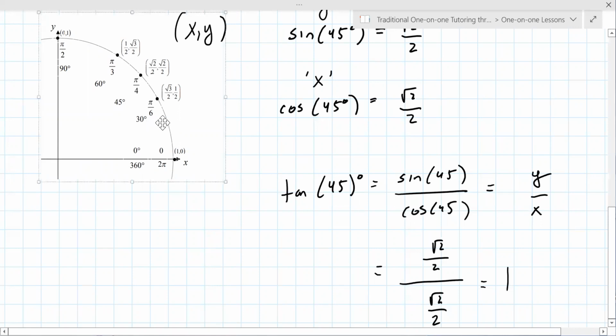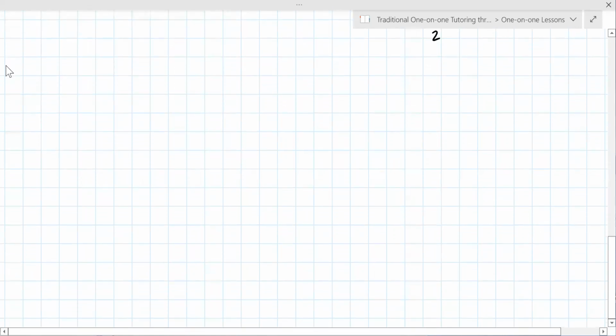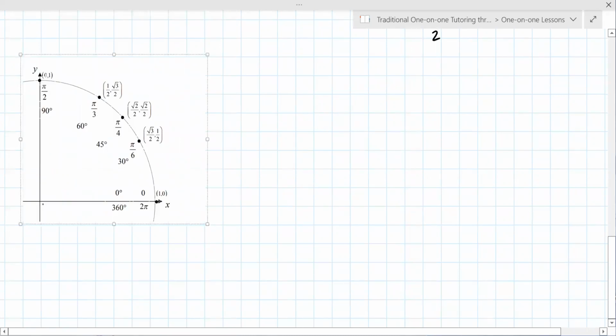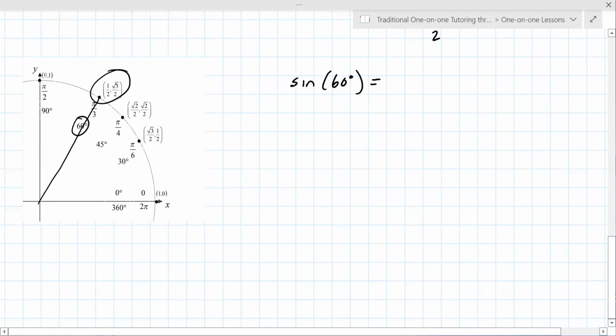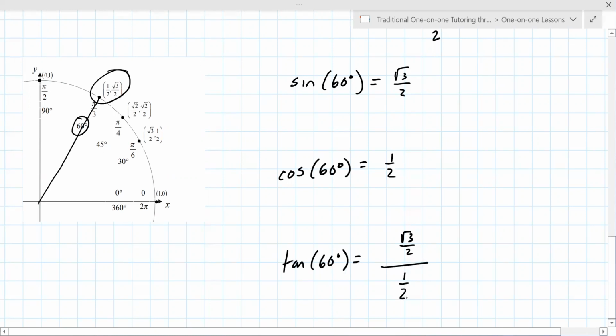Okay, so let's look at it now at 60 degrees. At 60 degrees, right up here, you're looking at this ordered pair. The sine of 60 degrees is the y value. The y value is √3/2. The cosine of 60 degrees is the x value, 1/2. And then the tangent of 60 degrees is √3/2 over 1/2. Because the bottoms are the same, you can just grab the numerators, √3 over 1 or just √3.